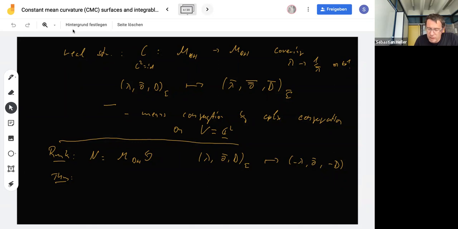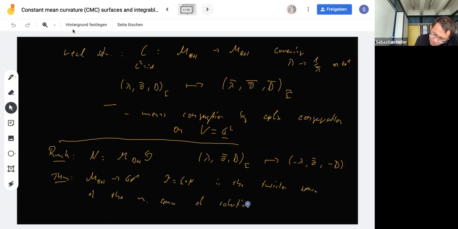So the theorem is that the Deligne-Hitchin moduli space with this fibration and the real involution, C composed with N, is the twistor space of the moduli space of solutions to the self-duality equations of Hitchin.